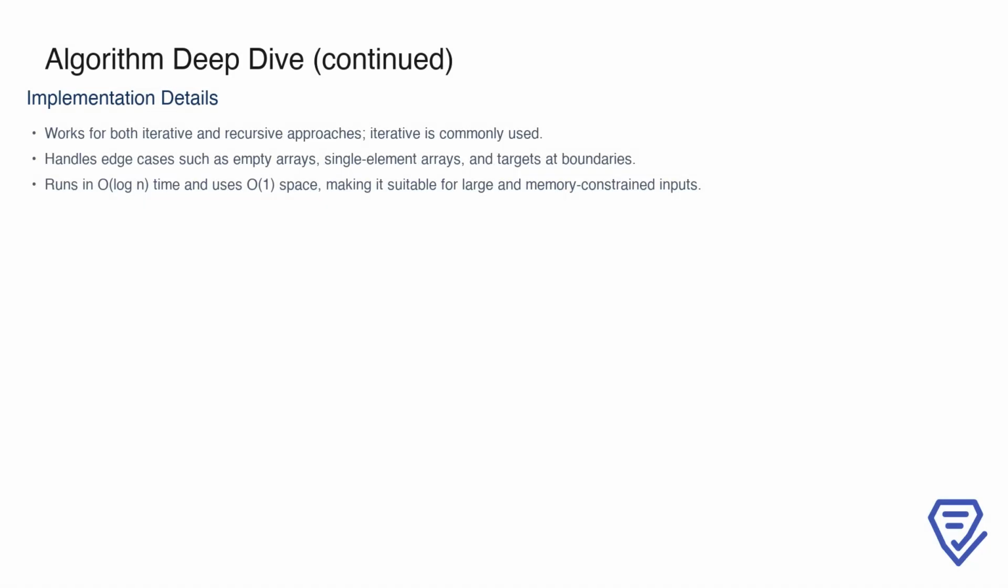Continuing with binary search, let's look at additional implementation details for LeetCode problem number 704. You can use either an iterative or recursive approach. Iterative is common in interviews and production code for simplicity and stack safety. Edge cases like empty arrays, single-element arrays, and targets at the array boundaries are automatically handled with the basic loop logic. The algorithm's time efficiency allows it to handle very large arrays, while the space efficiency means it can run on devices with limited memory.